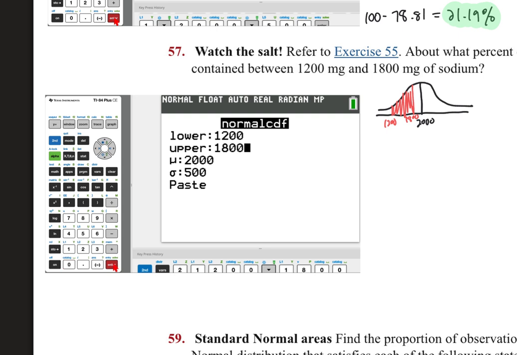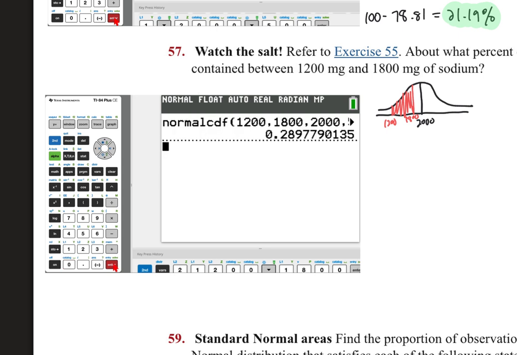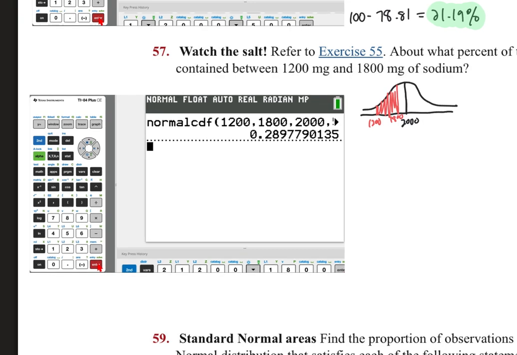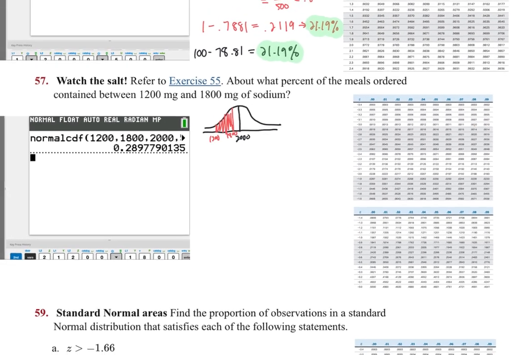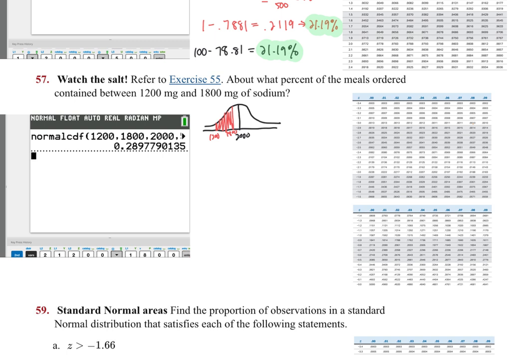Okay, same mean and standard deviation as before. Hit enter, and that's it. Okay, so they say about what percent of meals contain between 1,200 and 1,800 milligrams. So about 28.98%.